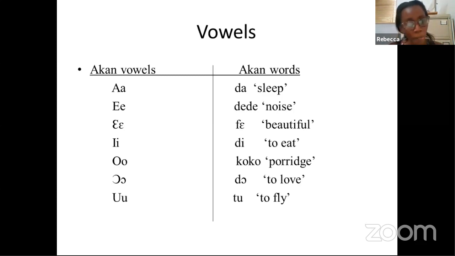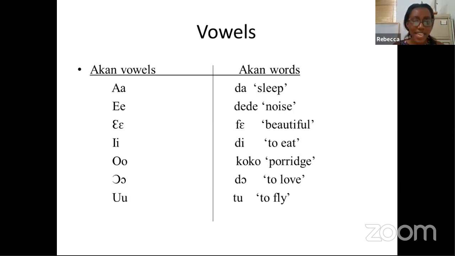Now let's continue. So we have another vowel we saw in the English word get, good. We see that sound in the word fe. Yes, can we say it together? Fe, which means beautiful. So we have fe, which means beautiful.